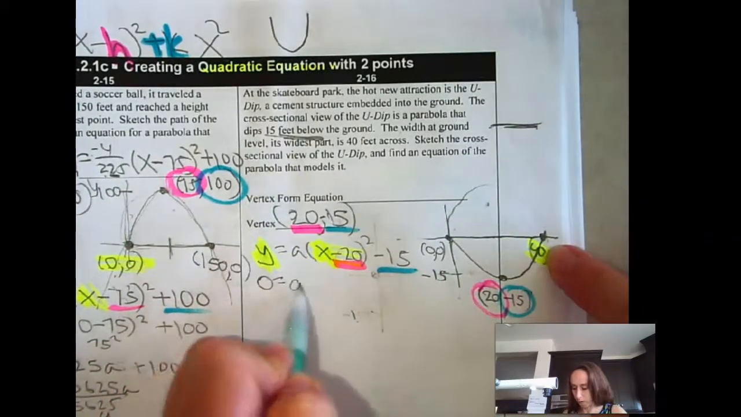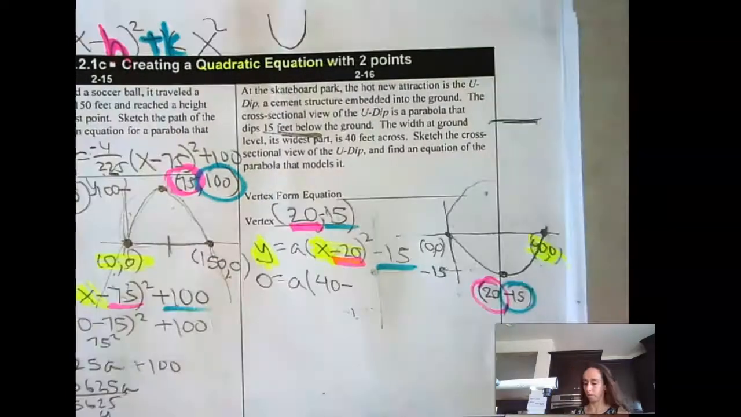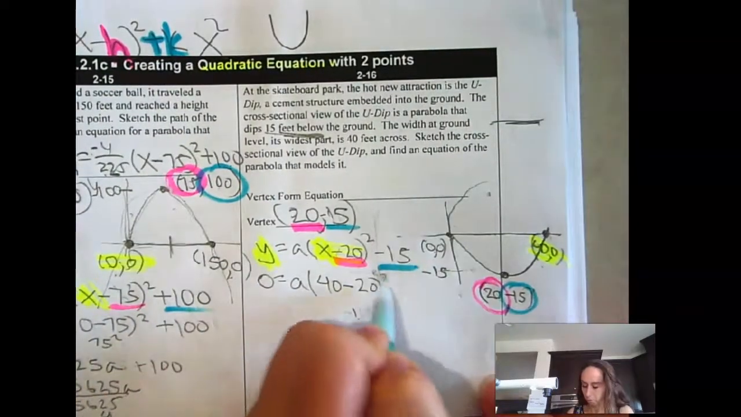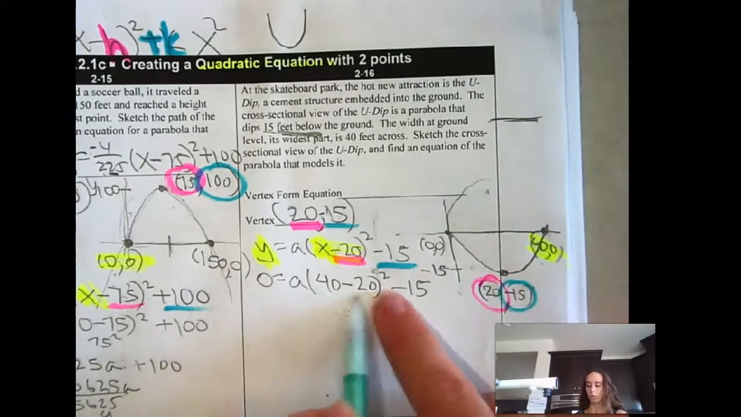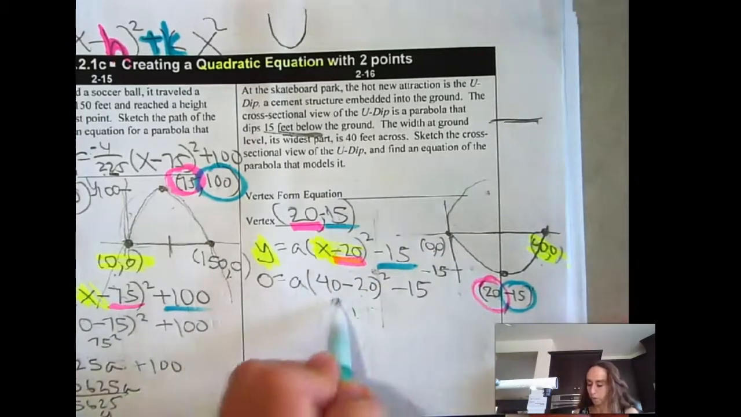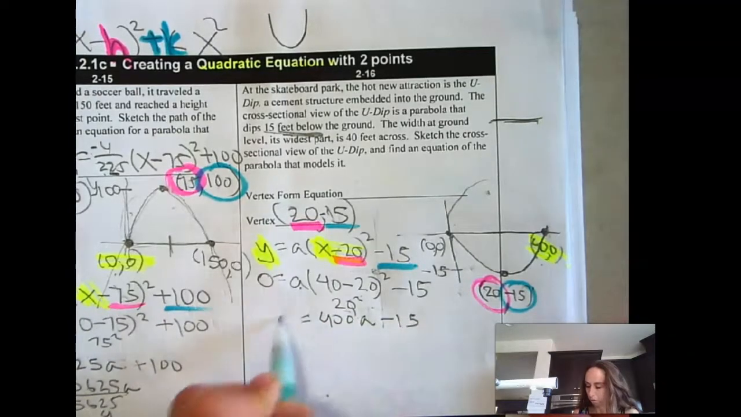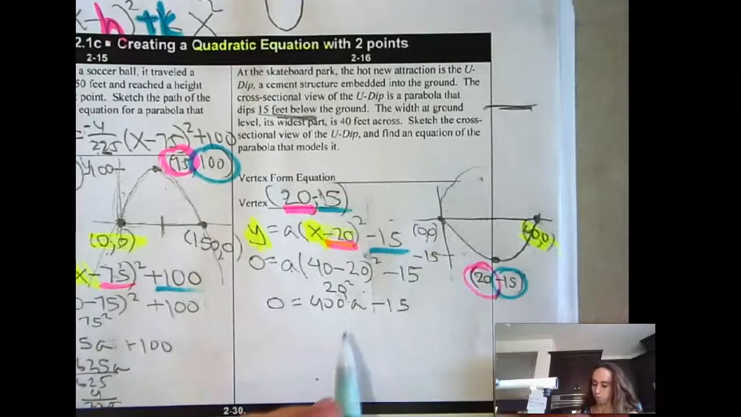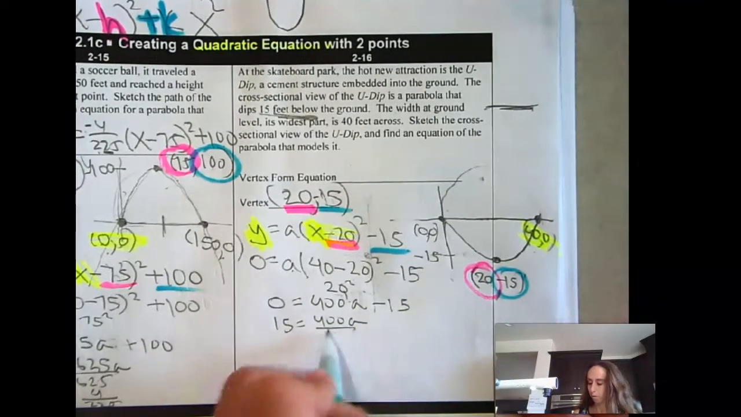So let's try. 0 equals a times 40 minus... sorry, someone's ringing my doorbell. So I plugged that in for my x. And I simplify. Some of you go, oh, well, if you go 0 minus 20, you get negative 20. If you go 40 minus 20, you get positive 20. Squared is 400. Times a is 400a equals 0. Now solve by adding 15 to both sides. Divide by 400.